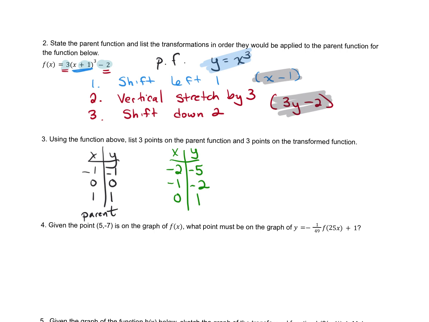So these are my points: (-2, -5), (-1, -2), and (0, 1). So the parent ones are the black points, and then these green ones are the points that would be on this new graph: 3(x plus 1) cubed minus 2.